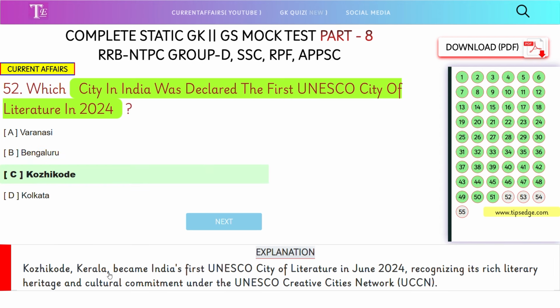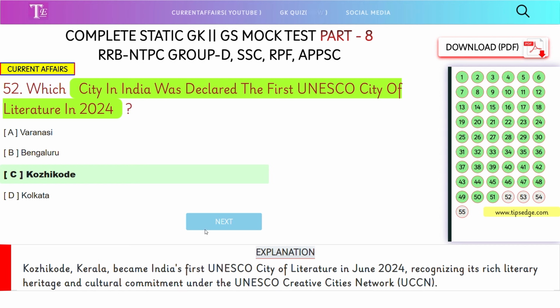Kozhikode in Kerala became India's first UNESCO City of Literature in June 2024, recognizing its rich literary heritage and cultural commitment under the UNESCO Creative Cities Network (UCCN).